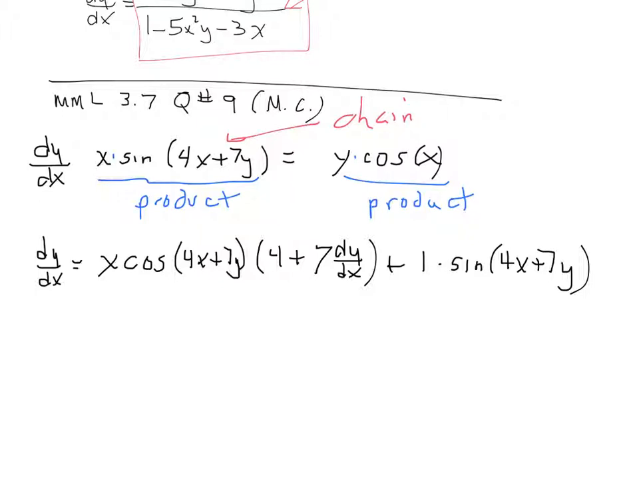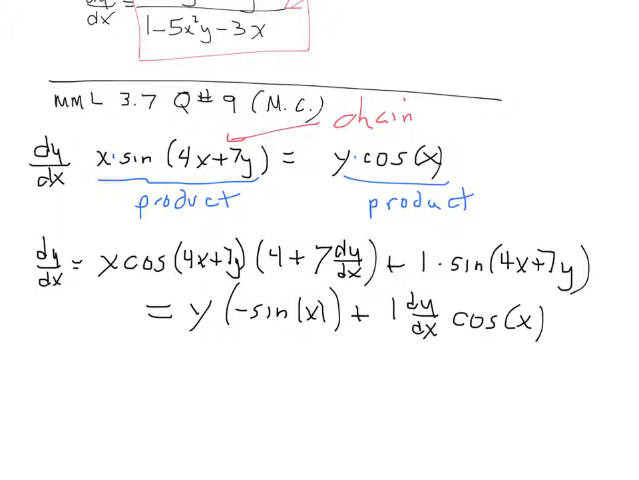Now I've got to do the other product, so I'm going to have to do another line. Equals, and now I'm going to do the product rule on the right-hand side, which says leave the y alone, take the derivative of cosine, which is minus sine, technically, times the derivative of x, which is 1, plus the derivative of y, which is 1 dy/dx, and then leave the cosine alone.